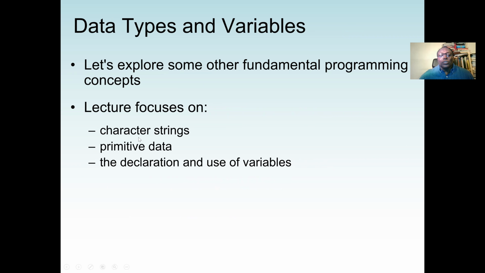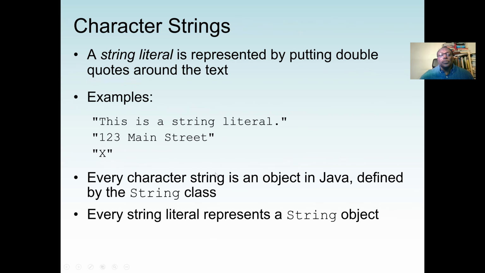So here our lecture focuses on character strings and also primitive data types. Primitive data types such as integer, float, double, character, etc. Also, how to declare a variable, the use of variables, and what is a variable. So we start with the character strings.